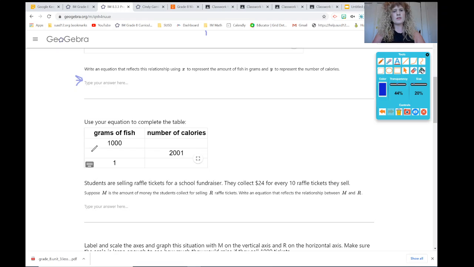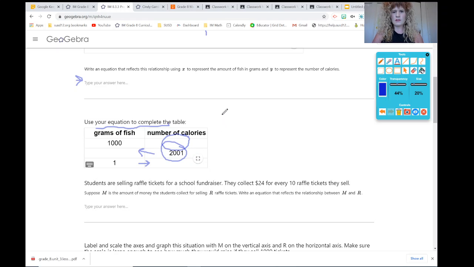Use your equation to complete the table. Okay, if you have 1,000 grams of fish, how many calories will you have? And if you had 2,001 calories, then how many grams of fish do you have? And then if you have 1 gram of fish, how many calories is it?